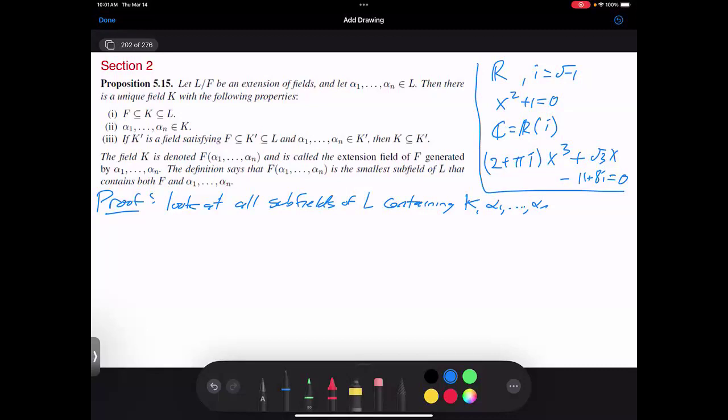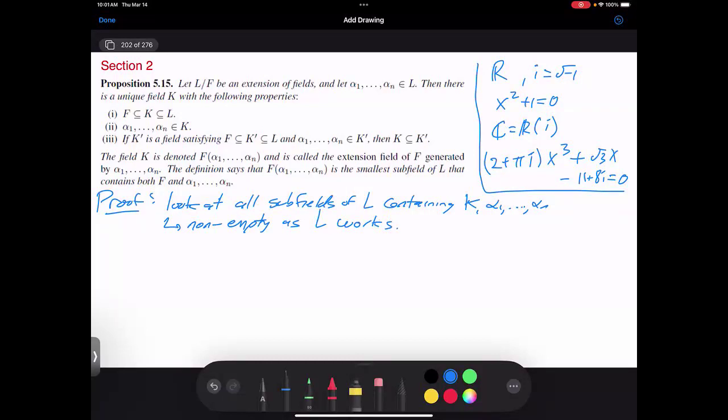L, right? So this is non-empty, as L works. Okay, so there's at least something that works. There may be something smaller than all of L, but clearly L is going to work.